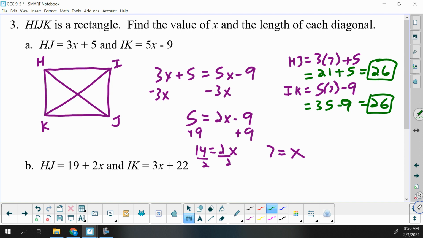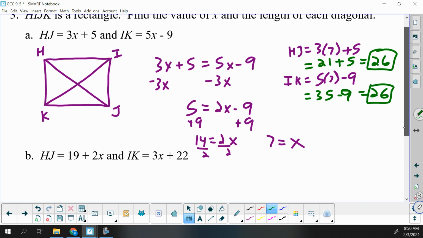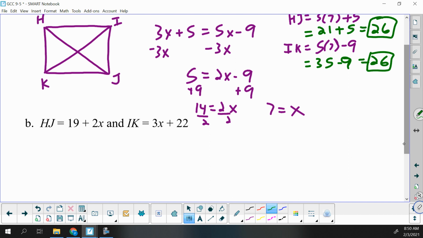Well, in part B, we can use the same picture. They just give us something for HJ and IK again. So if you did part A correct, you should probably be able to do part B correct. So we'll set those equal to each other.